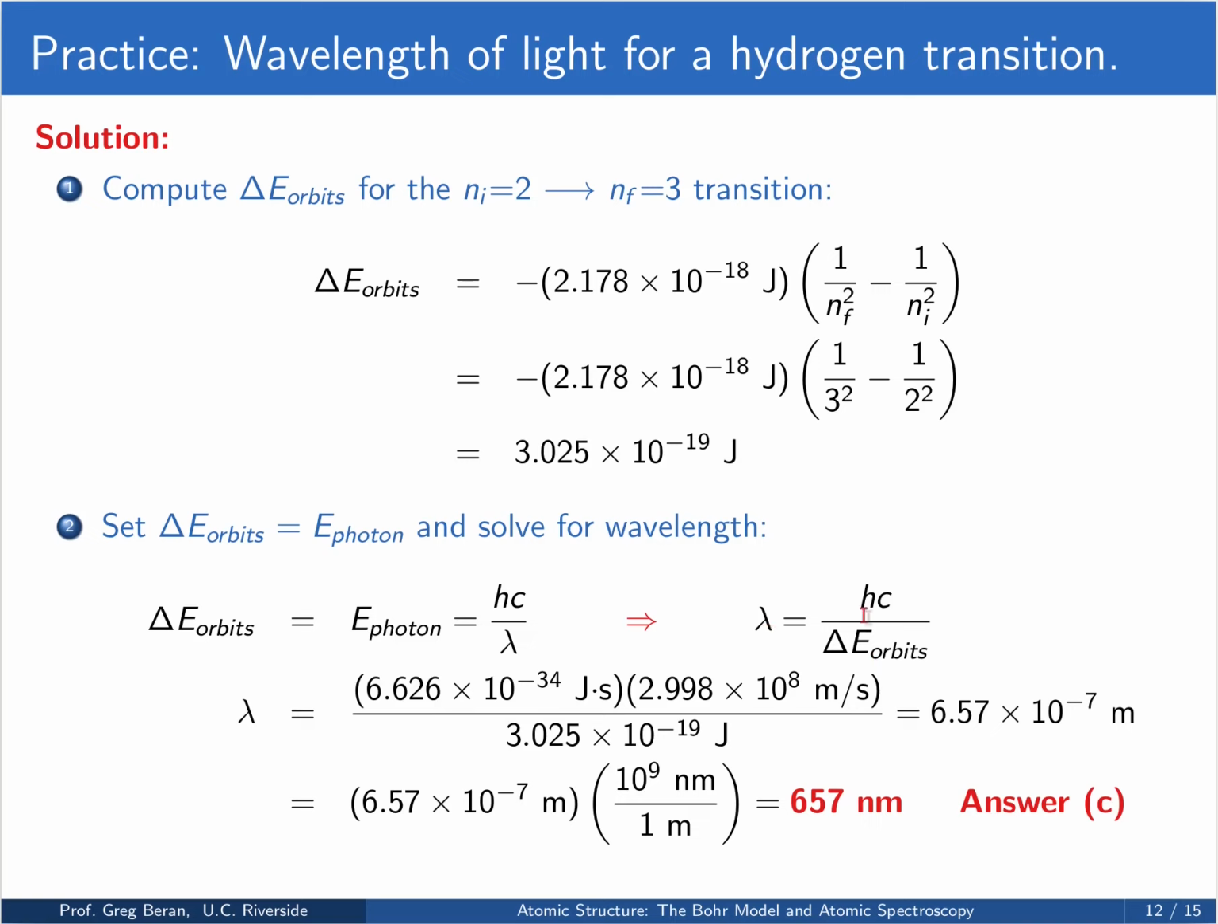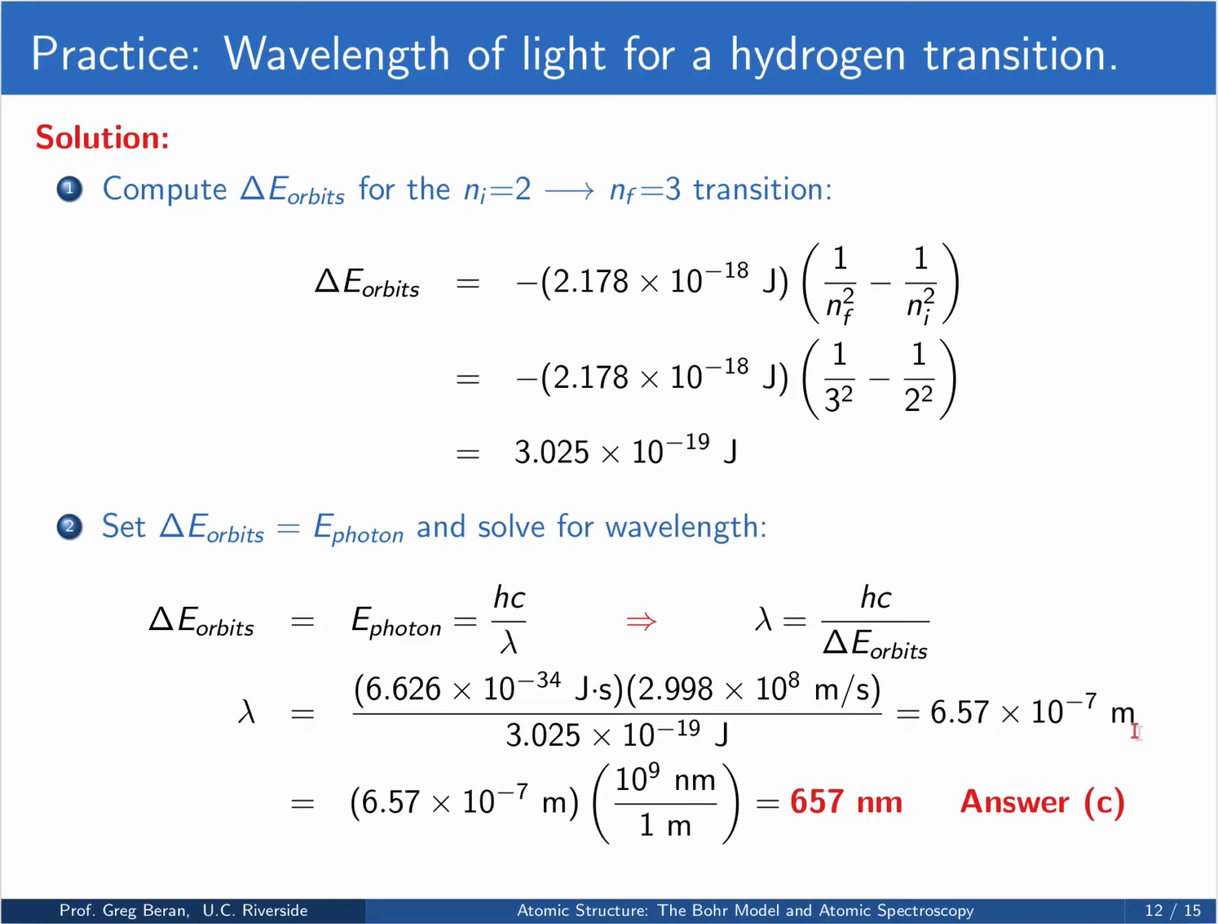And now I can plug in Planck's constant h, the speed of light c, and the energy difference between the orbits, and you'll notice that all my units cancel properly. I have the seconds here canceling the inverse seconds in the speed of light. I have the joules here canceling the joules in the denominator, and I'm going to be left with just units of meters.